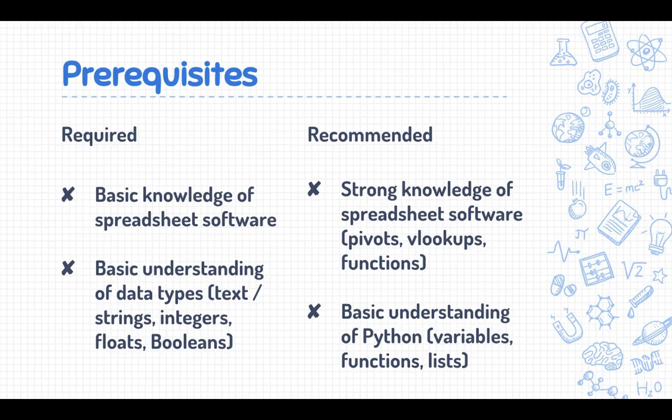So there are two sets of prerequisites for this course, required and recommended. As far as the required set on the left, a basic knowledge of spreadsheet software is required. What that means is that you should have played around with Excel at some point before. If you have never played around with spreadsheet software, if you don't know how rows and columns operate, or basic things like sum or average functions, this course will be quite challenging for you to take on. And in addition, a strong basic understanding of data types. By that I mean knowing what a string is, knowing what the difference between an integer number versus a floating point number is, knowing what a Boolean value is, things like that.